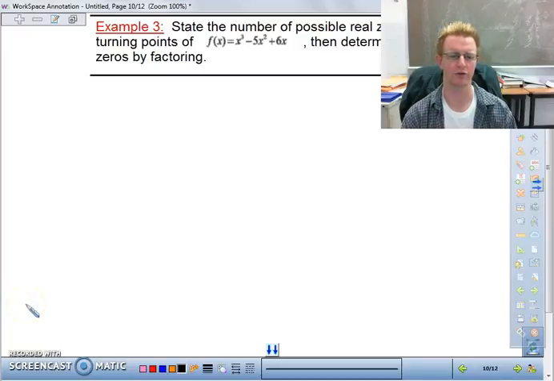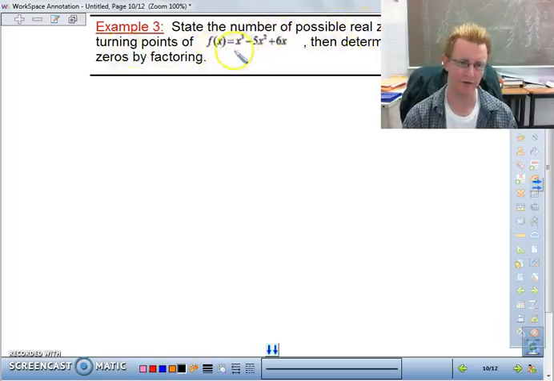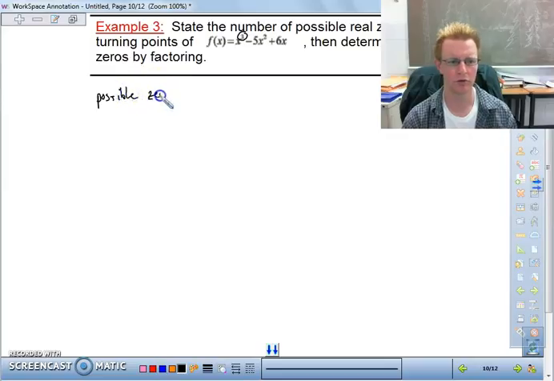All right, continuing on with 2.3, this is part 2 now. So based on what we just talked about, we can actually now take a look at a function and state the number of possible real zeros and turning points of f of x equals x to the third minus 5x squared plus 6x. So what we do is we look at our degree, and because our degree is 3, we know that our possible zeros is 3. Whatever the degree is, is the possible number of zeros. And the possible turning points is going to be 2.